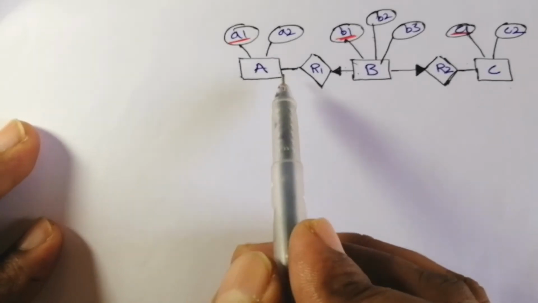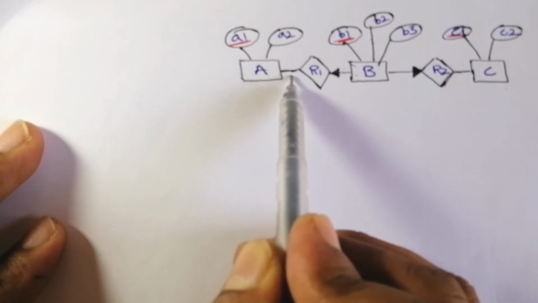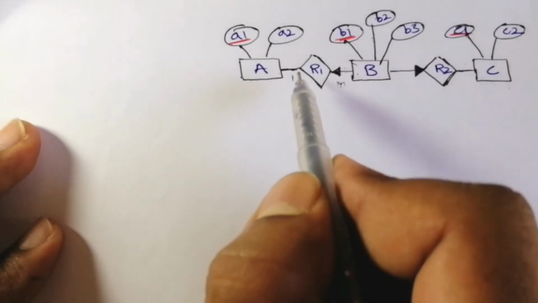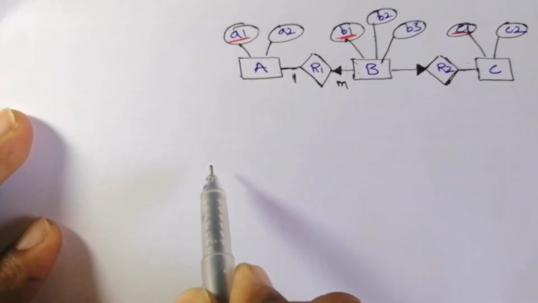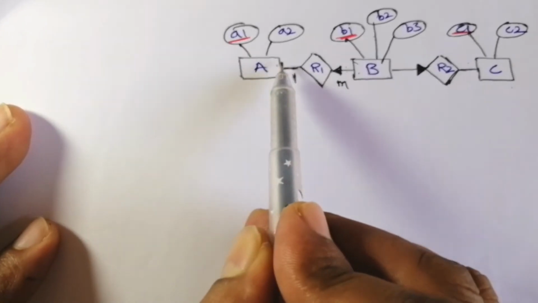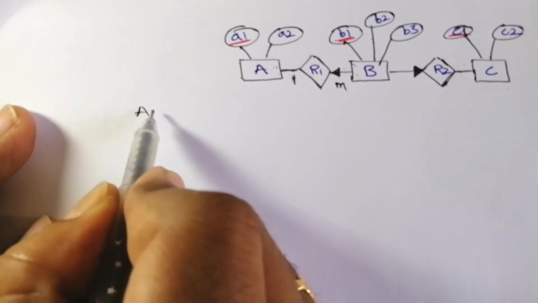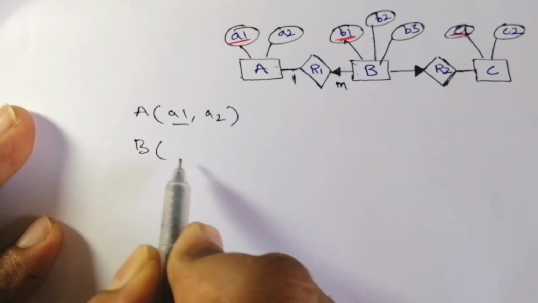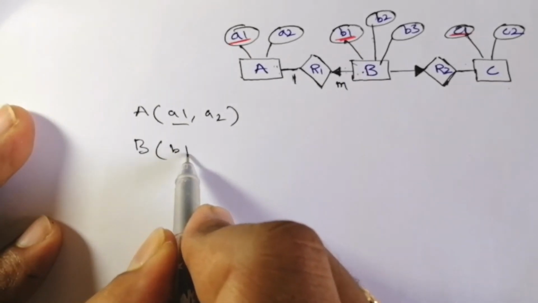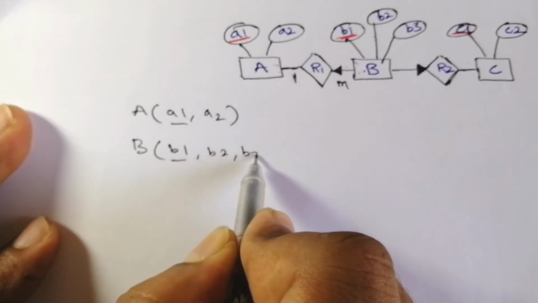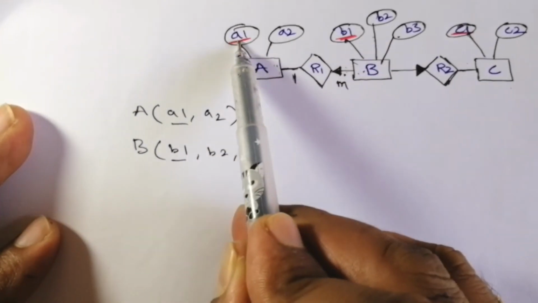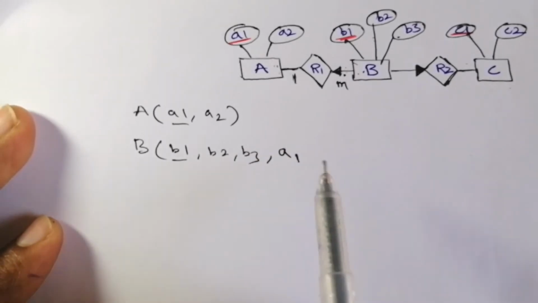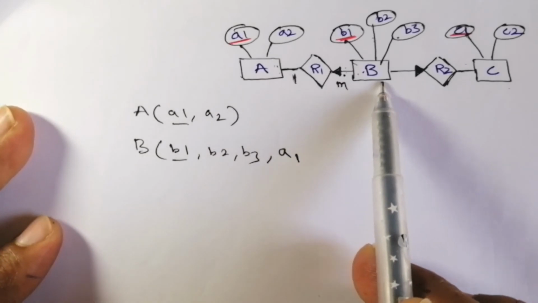Now here this arrow is pointing here, means this is one side and this is many side, right? So the many side is going to absorb the associated entity's primary key. That is, A is going to have A1, comma, A2 as it is, whereas B is going to have B1, B2, B3, its attributes, and again the primary key of this associated entity, so A1, right? So we have completed up to here. Now let us see this side.